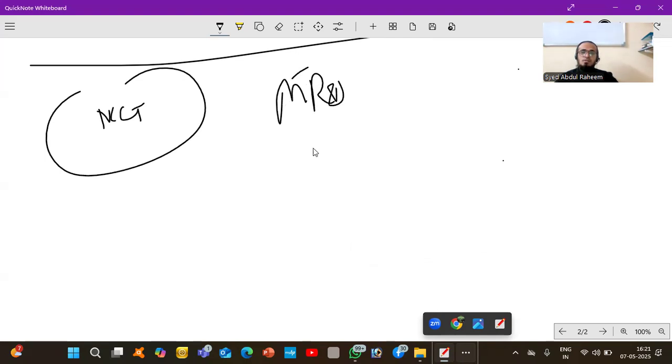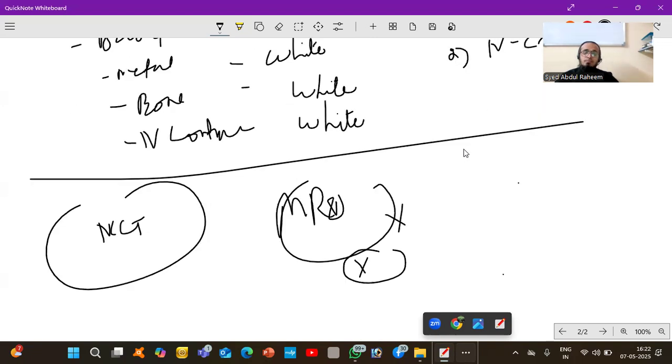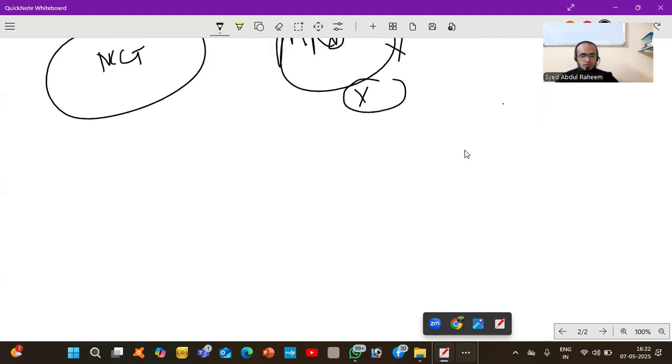Why? Because there is no clear picture. Second, MRI is contraindicated because it is a metallic substance. MRI has magnetic power; it can attract the metal in the body. So that's the reason we will avoid MRI. NCCT is the best option for any metallic damage in our body.